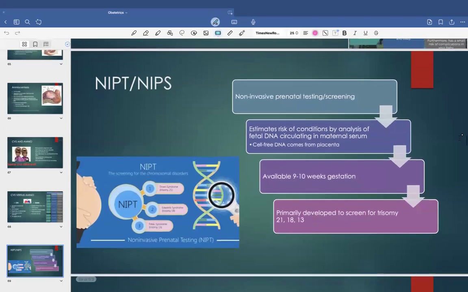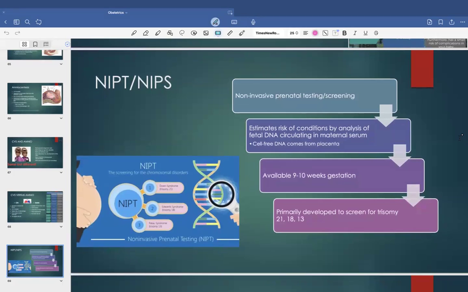So another option is a non-invasive prenatal screening or non-invasive prenatal test, NIPT or NIPS. This estimates the risk of conditions by analysis of fetal DNA circulating in the maternal serum. So this is a non-invasive way to test for Down syndrome or trisomy 18. We're only drawing blood here, so we're not doing any procedures. We're not using any catheters or needles to pull amniotic fluid or any of those specialized cells. We're just doing a regular blood draw. So this may be a better option for some people.